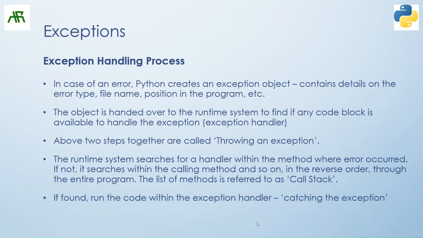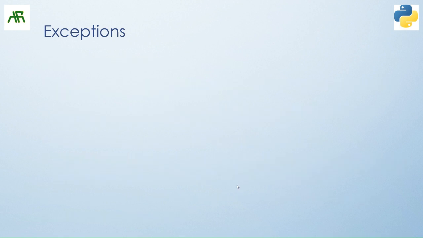If a handler is found, the code within the handler block is executed. This is called catching the exception. If the handler is not found, meaning there is no handler defined anywhere in the entire program for a particular error or exception, the program is ended. Here is the process in a flow diagram format.